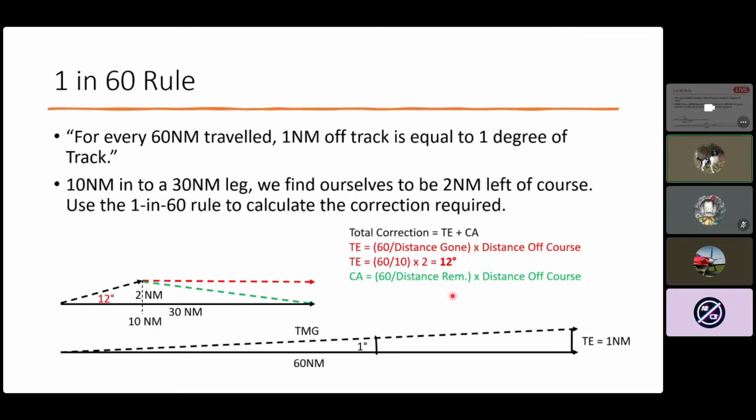So we're still 2 miles off course. So it's now just 60 divided by 20 times 2 again. So 60 over 20 is 3, multiplied by 2, 6 degrees. Okay, and then if we combine them together, we need to correct our heading 18 degrees, left or right.